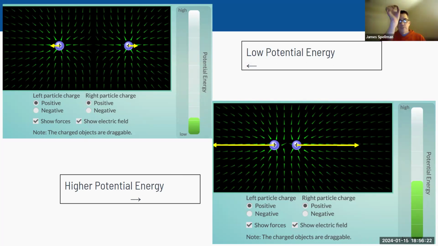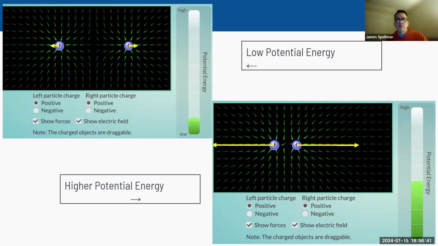And then there's a little bar going up and down on the right-hand side that says potential energy. So the upper illustration shows a really, really low potential energy. The one on the right is a higher potential energy. The only thing that was changed between the two is how close together they are.